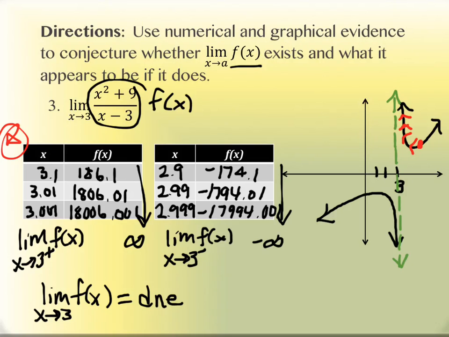It's getting infinitely larger, right? That's where this infinity came from down here. And if I take a point to the left of 3, and I move toward x equals 3, what's happening? It's getting infinitely smaller, which is why I'm getting the negative infinity down here. So there is a direct connection between these numerical charts we're creating and the graph and how they relate to one another. Okay, does this make sense?